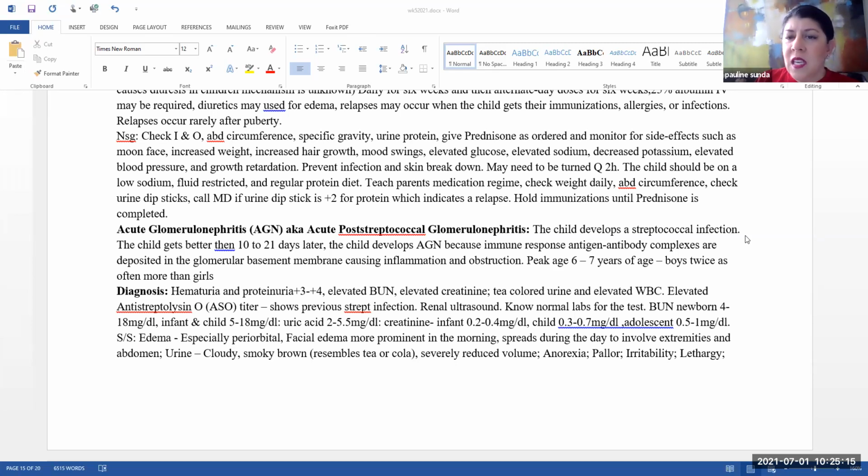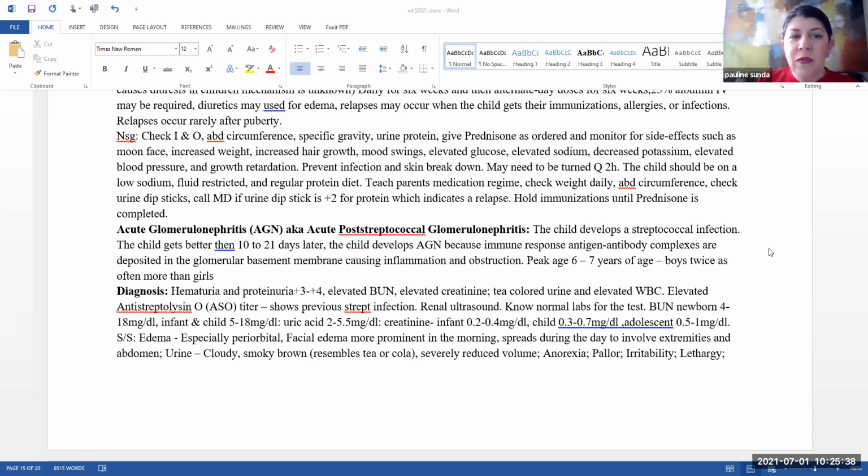Teach the parents the medication regime. Make sure that they check the child's weight daily, abdominal circumference, and then they also need to check the urine dipsticks. If it's +2 for protein, they want to give the doctor a call because that can indicate a relapse. We also hold immunizations until the prednisone is complete.